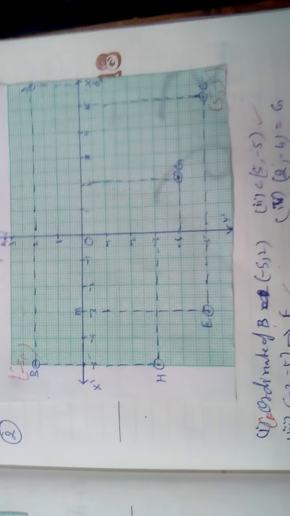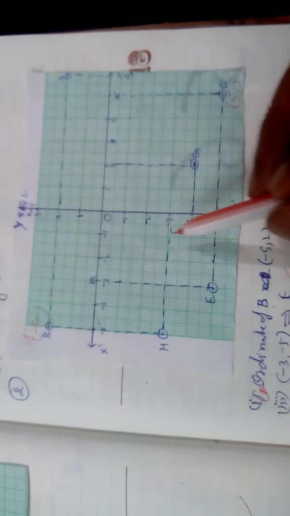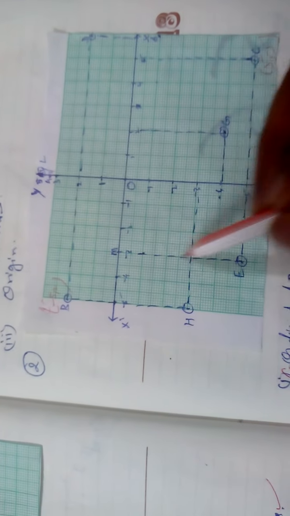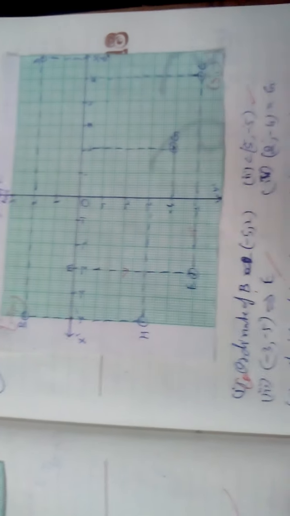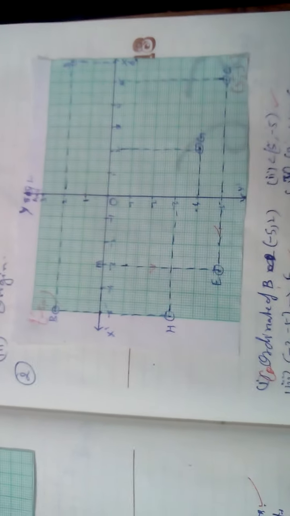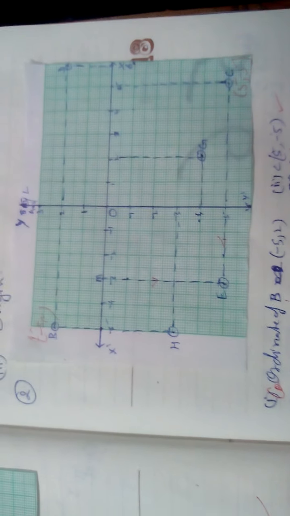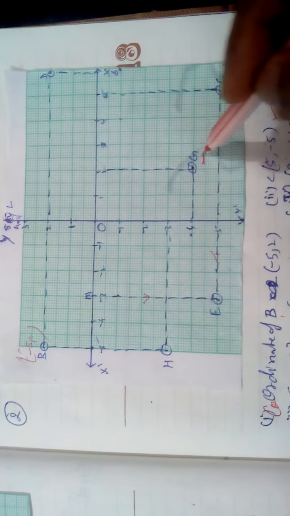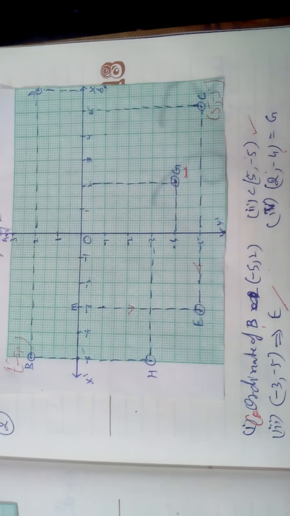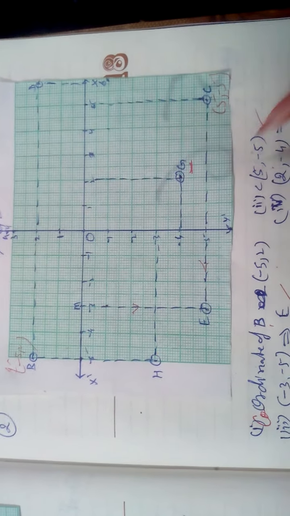The point is not given in the question. Your question is the point identified by the coordinate minus 3 comma minus 5. So you search minus 3 and then come to minus 5, and this indicates point E. So it is the point E. Another coordinate is given, 2 comma minus 4. Search which point is 2 comma minus 4. This is the point whose coordinate is 2 comma minus 4. That is G.